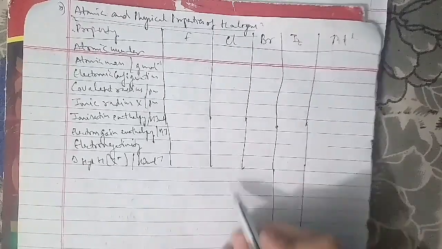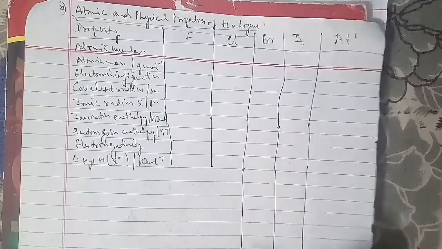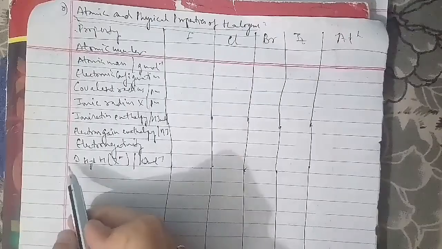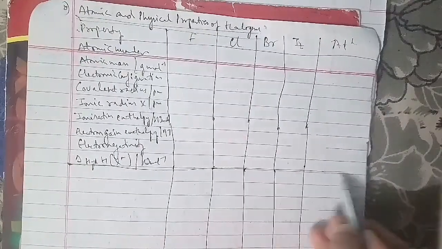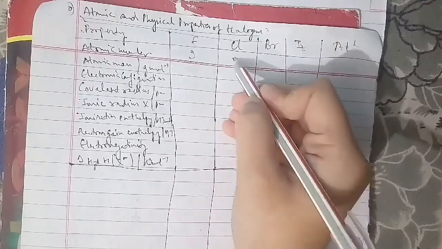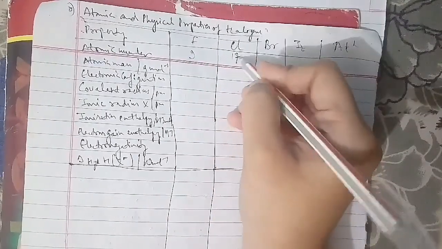So with regard to this, we'll have to discuss many more things, in terms of properties as well. That is a different property. But first we'll discuss it in terms of atomic number. Fluorine has atomic number 9, chlorine 17, bromine 35, iodine 53, and astatine 85 here.